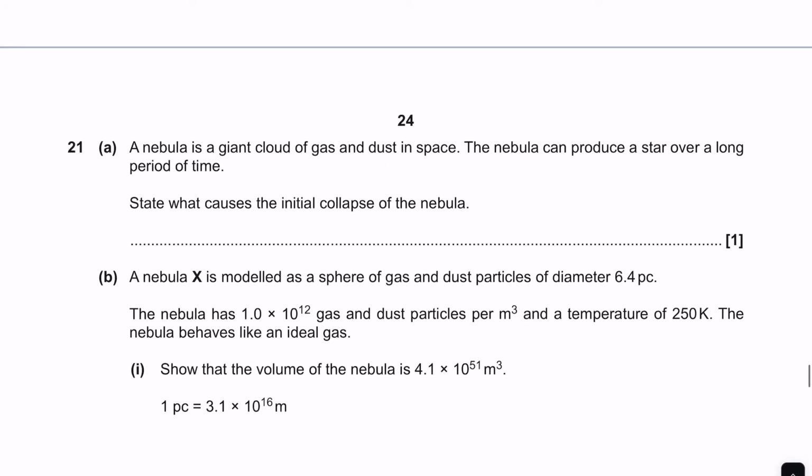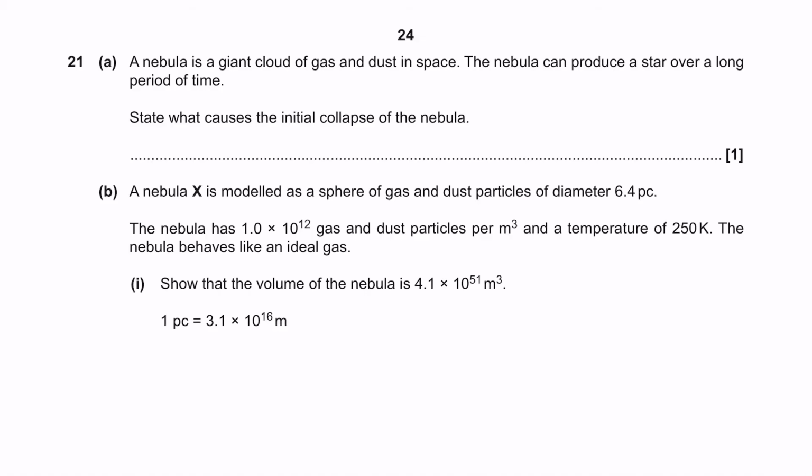Okay, right, let's move on to our question number 21 now, where it says in part A that a nebula is a giant cloud of gas and dust in space. The nebula can produce a star over a long period of time. State what causes the initial collapse of the nebula. Well, it is gravitational force. So gravity pulls it inwards.